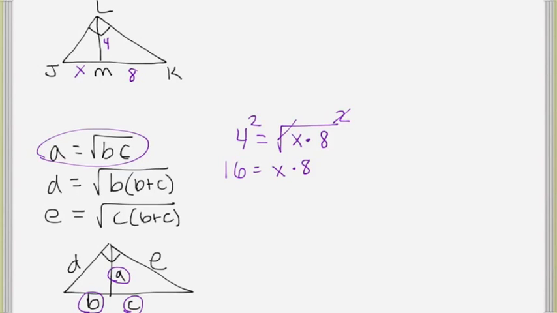The x is not alone, though. It's still with an 8. How do I get rid of that 8? By doing division. It is multiplied, so we undo multiplying by dividing. So x equals 2.